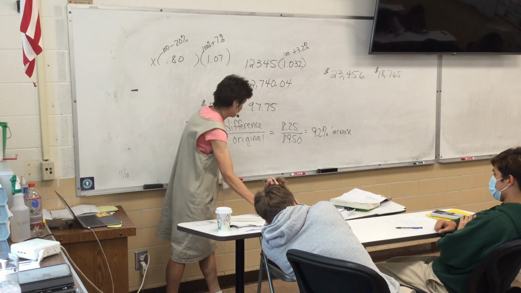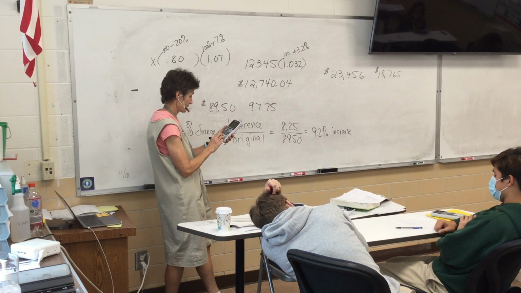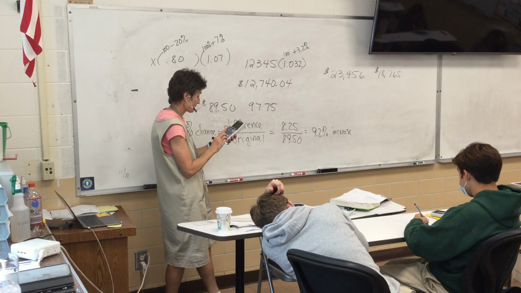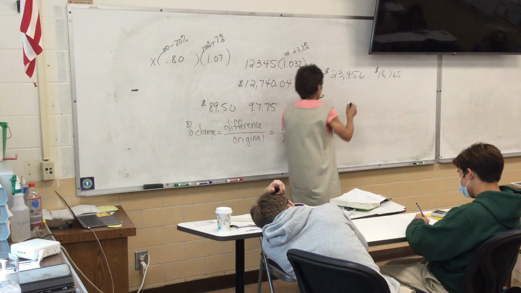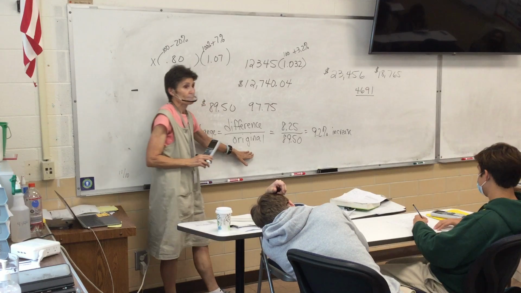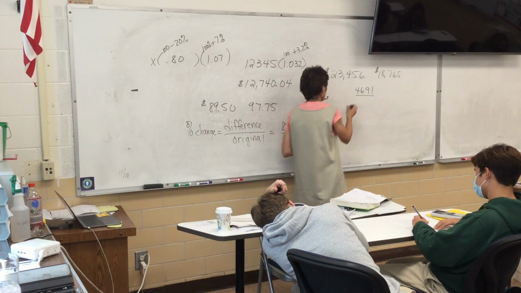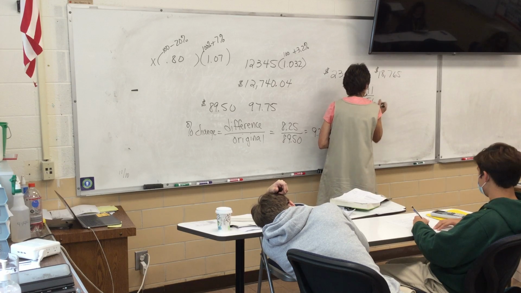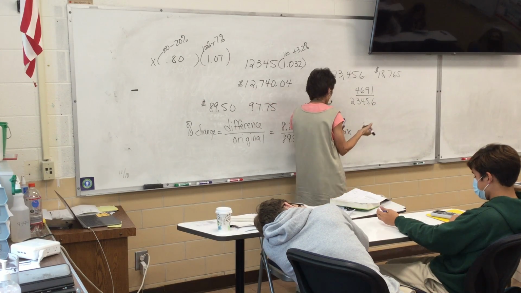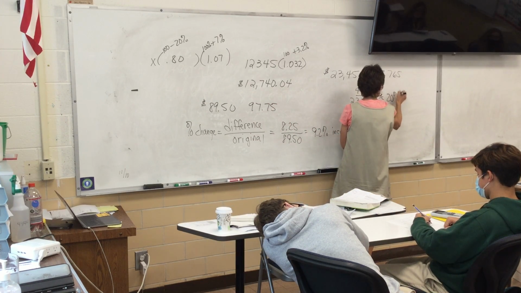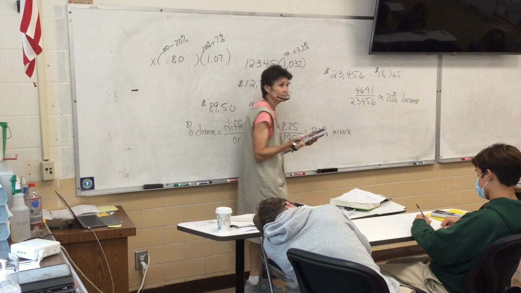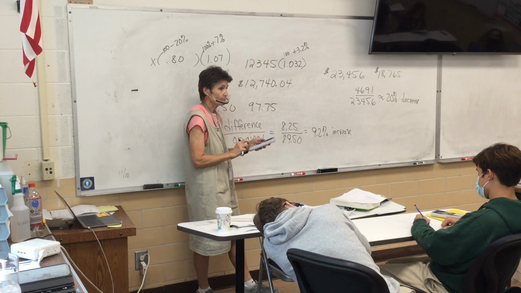So what do we need to do? Subtract them. So 23,456 minus 18,765. I got 4691. And then what do I divide by? The original, which is the 23,000 number. So it's about a 20% decrease. I mean, it came out to be 0.19999, so I'll say 20% decrease.